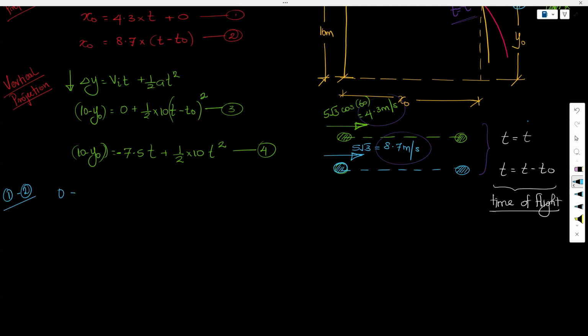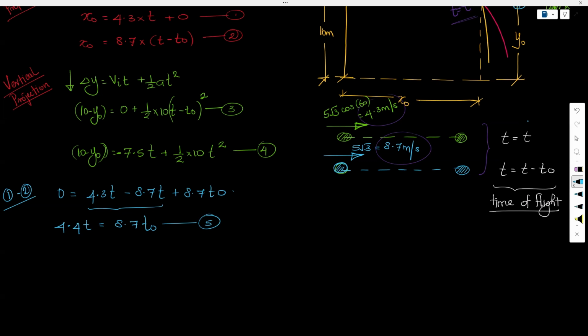On the left side, I will get x naught minus x naught, which is 0. On the right side, I would get 4.3t minus 8.7t plus 8.7t naught. So I can bring these two to the other side. So it is 8.7 minus 4.3, which is 4.4t, which is equal to 8.7t naught. So that is one relationship I have.